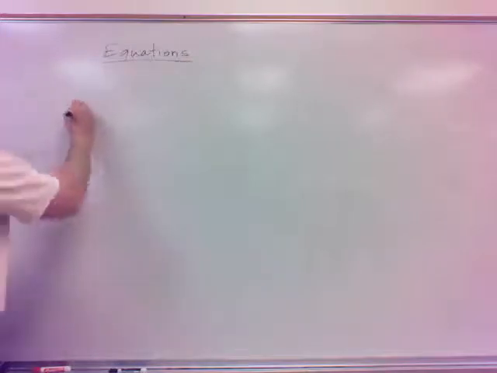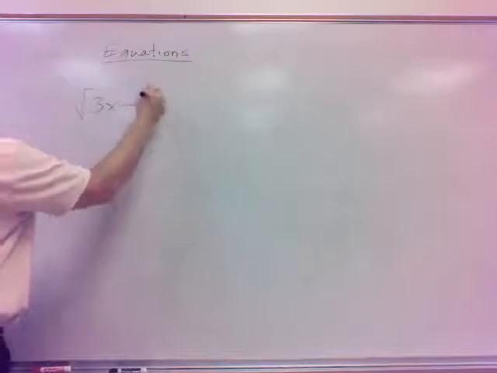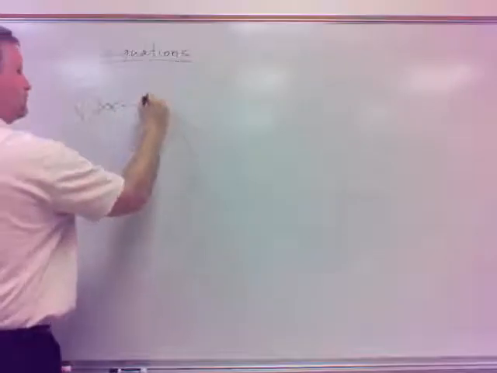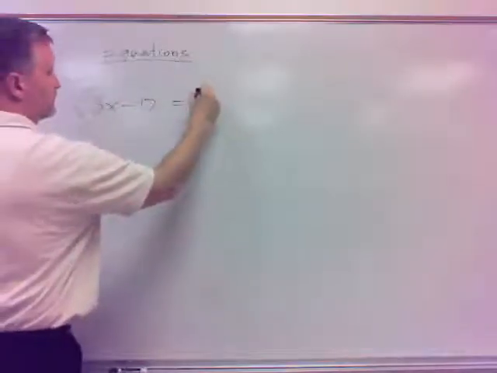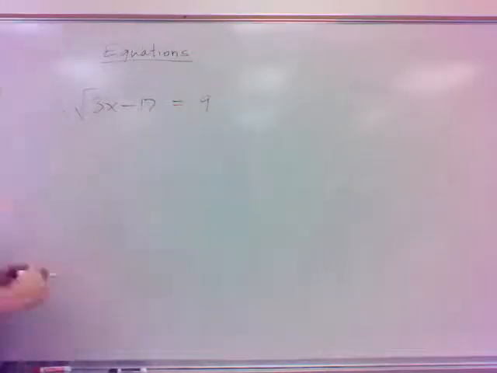All right. A couple of equations on this test here. First of all, the square root equation: square root of 3x minus 17 equals 9. Just one of the most basic square root equations you could have. How do we go about doing that?